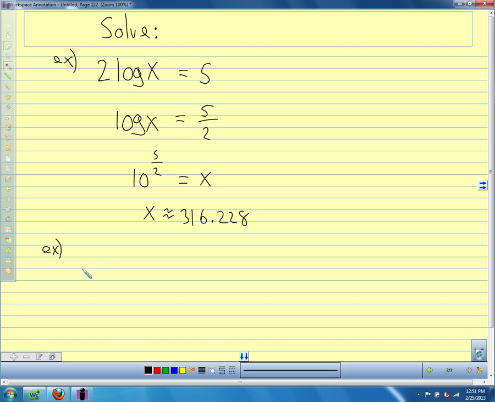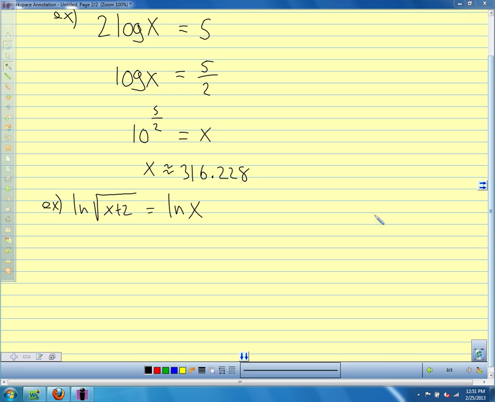We're still solving. So we have the natural log of the square root of x plus 2 equals the natural log of x. All right, this is another one that's pretty easy. So this is using our second rule. I have a log of the same base on both sides of the equal sign, right? So I have natural log of this thing equals a natural log of that thing. So what do we know here? Square root of x plus 2 equals x. Square root of x plus 2 has to equal x.